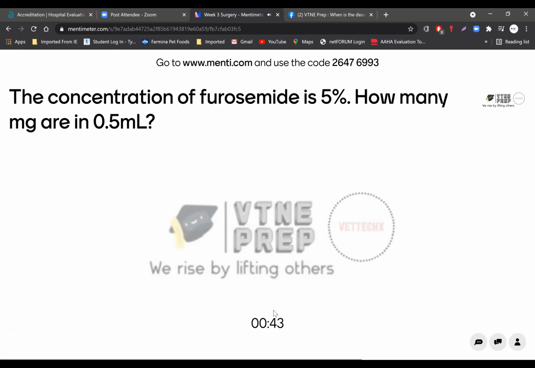All right, so the concentration of furosemide is 5%. How many milligrams are in 0.5 mLs, or half a mL? This is hard.